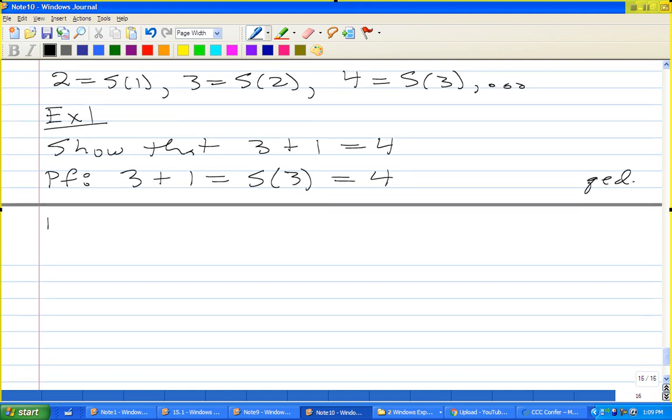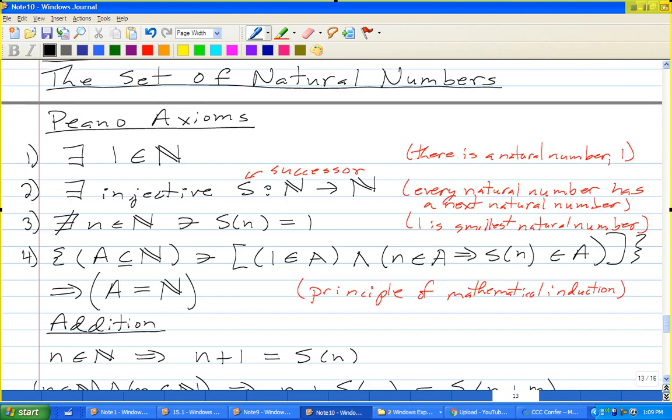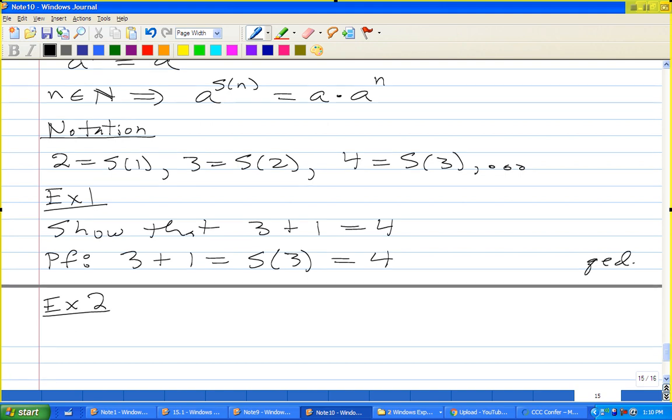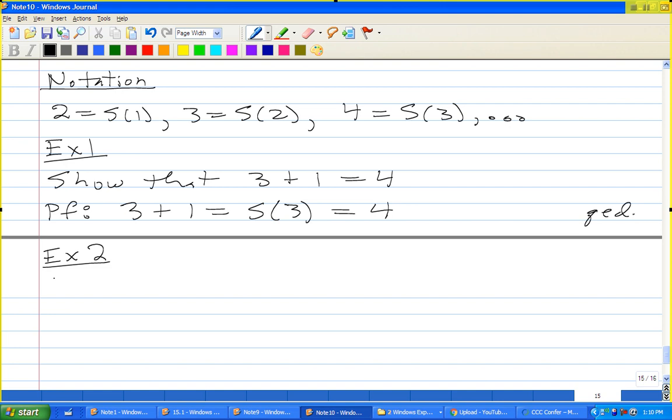Okay, so let me do another example. You can only use the properties of Peano's axioms and the recursive definitions given above. So let's do the next one. Let's say I want to show that 3 plus 2 is equal to 5. So let's show that.